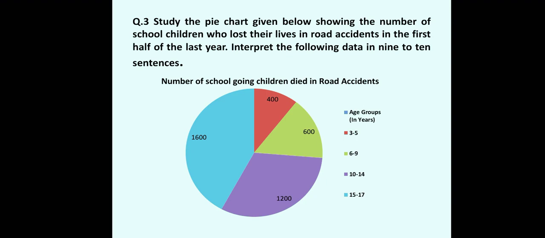showing the number of school children who lost their lives in road accidents in the first half of the last year. You have to interpret this data, study it carefully, and based on the given example, you can write all these answers.